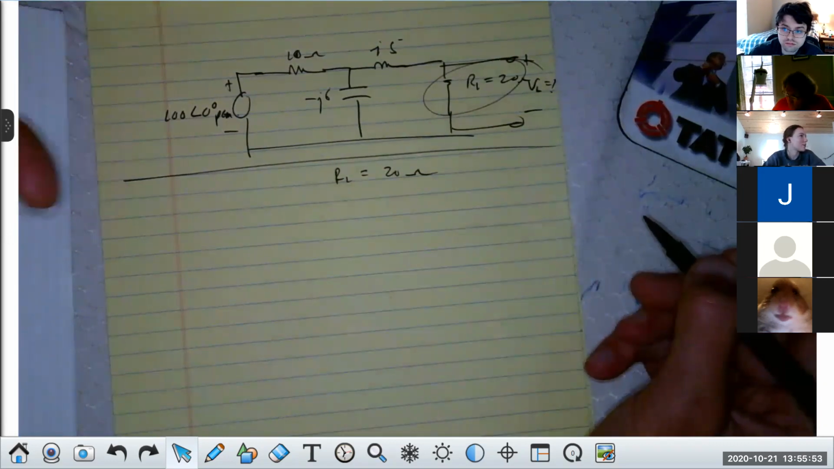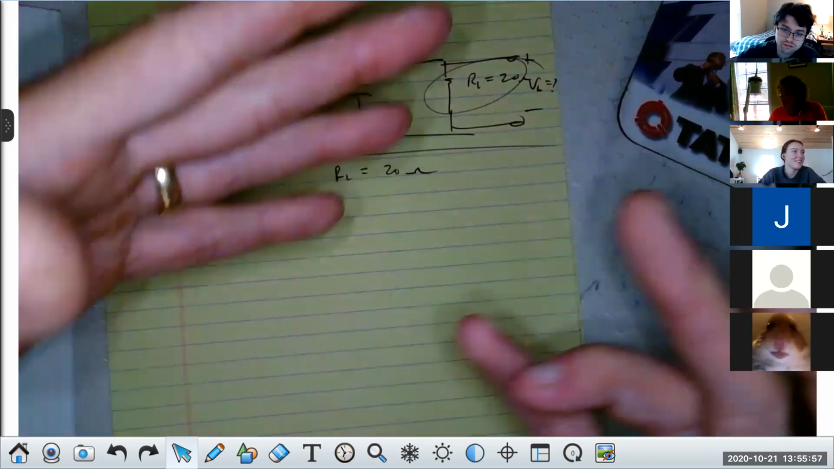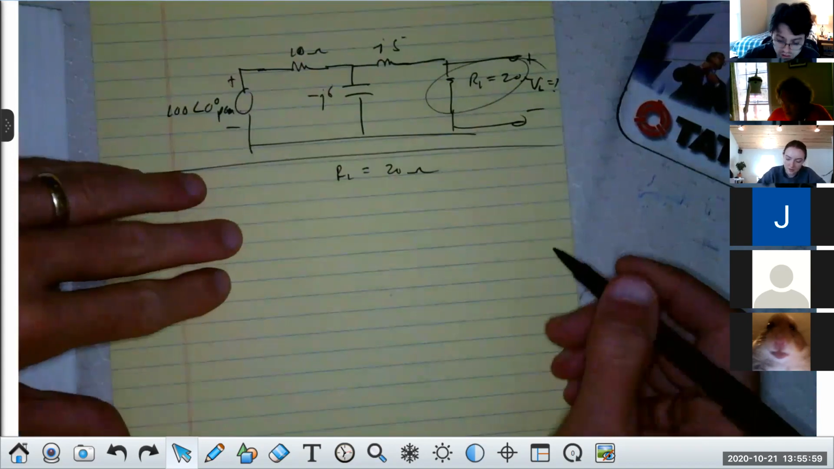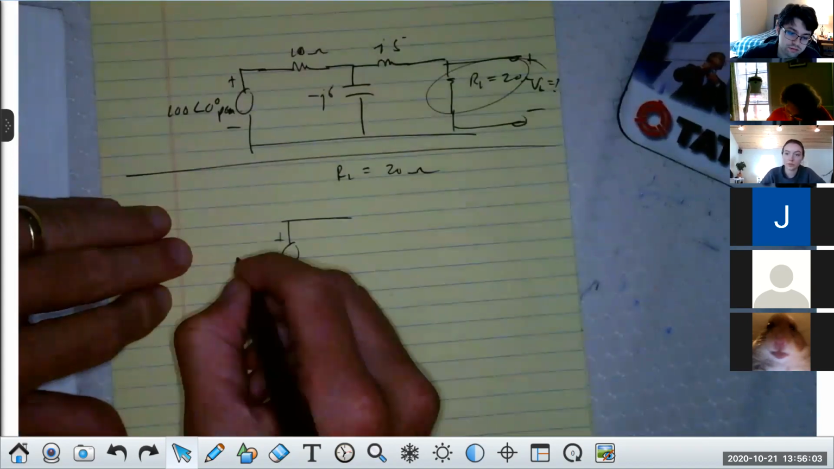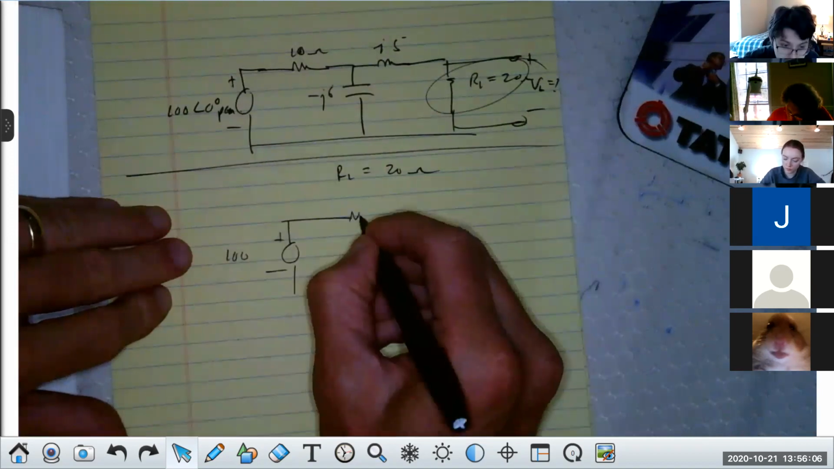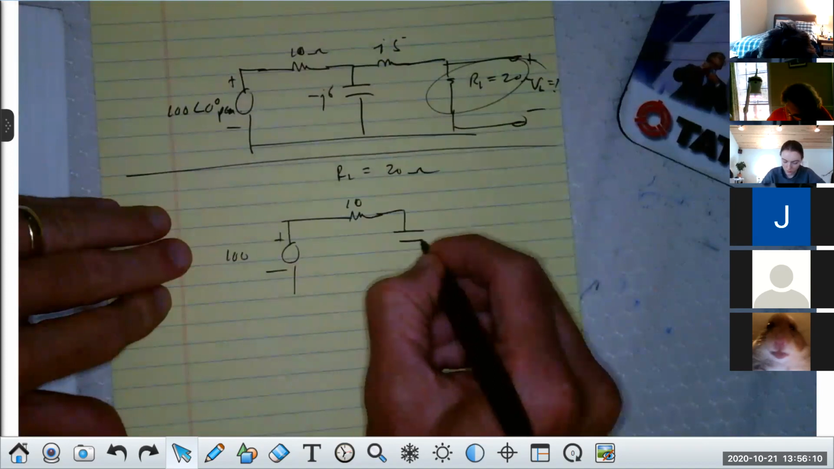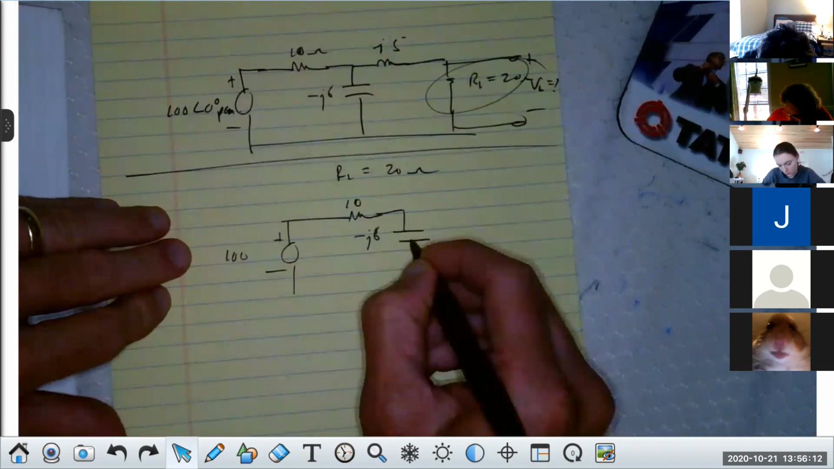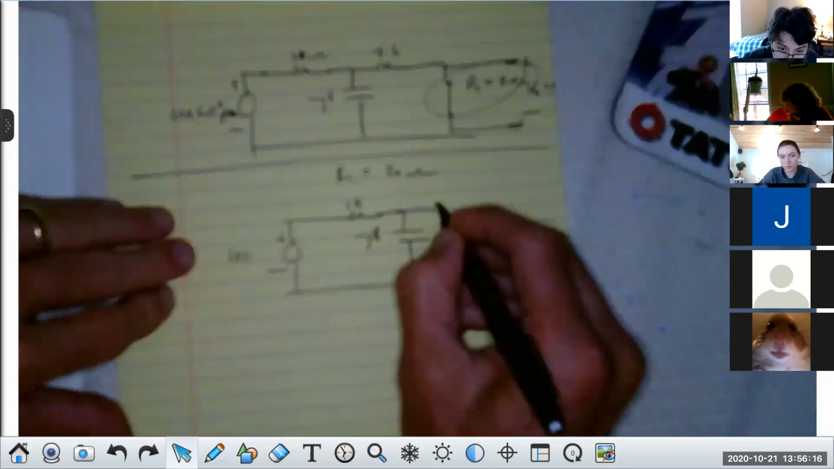V_OC. Well, we remove it. That's really, you're ahead of me, right? You remove it. Correct, class? Yes. Okay. So I'm going to redraw this real quick. You don't have to. So I got 100 volts, and then I have 10 ohms, right? Then I have minus j6. This kind of problem usually trips up a bunch of people because they're not thinking.